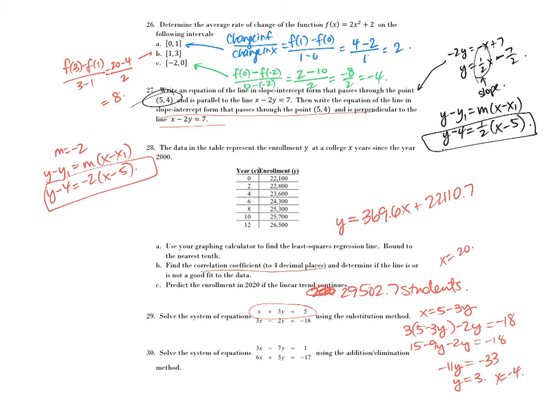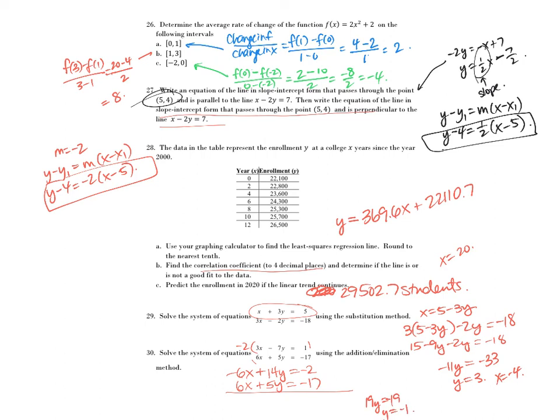Solve this system using the elimination method. The first thing I see is that for my x's, I have a 3 and a 6, so maybe I can multiply this one by -2. If I do that, I get -6x plus 14y equals -2. And then I have 6x plus 5y equals -17. So I can add those two, and I end up with the equation 19y equals -19. That tells me y is -1.